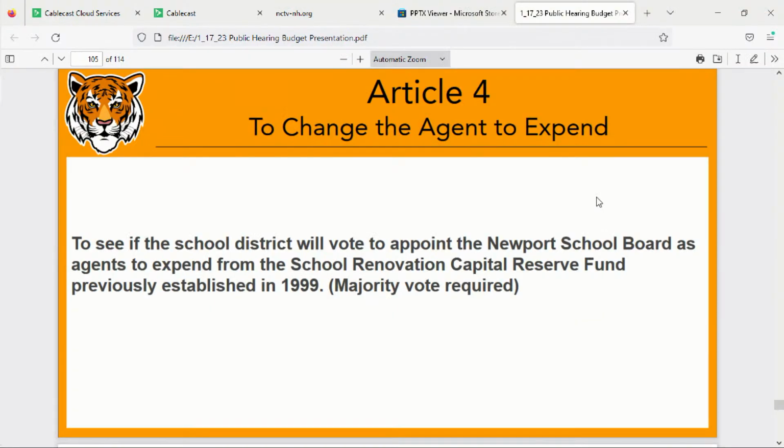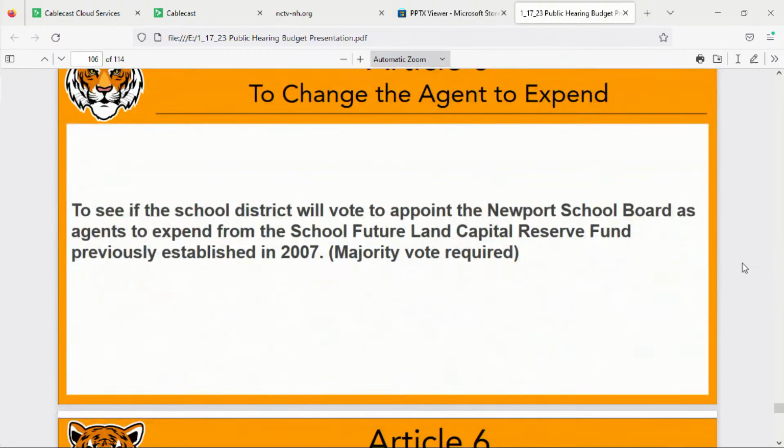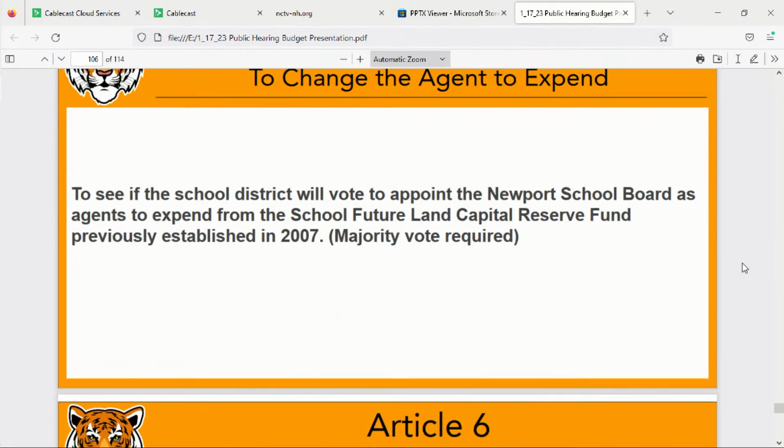So I would move, I'm going to make a big one. I'm going to move that we remove Article 4, Article 5, Article 6, Article 7, and Article 8 from the warrant articles. All those in favor? Aye. Aye. Opposed? Abstained? Okay, very good.